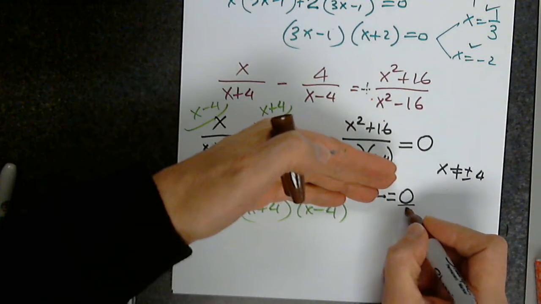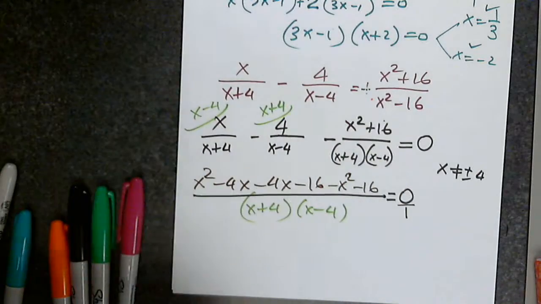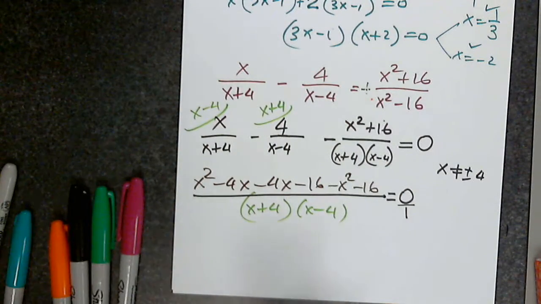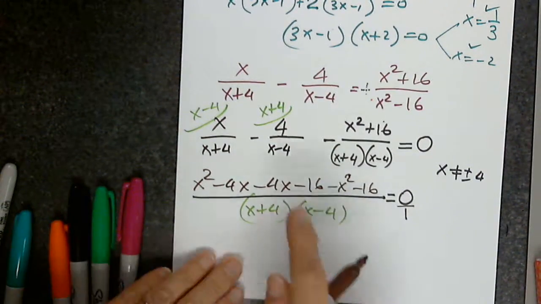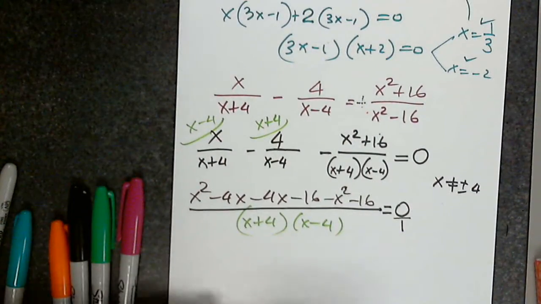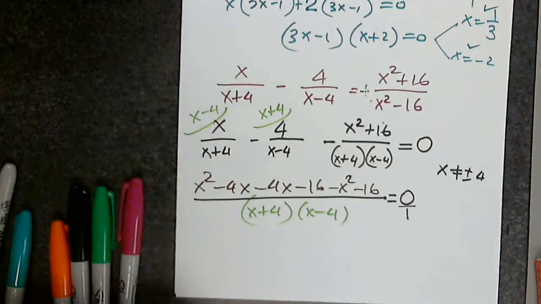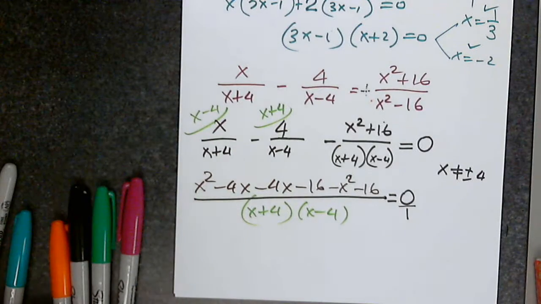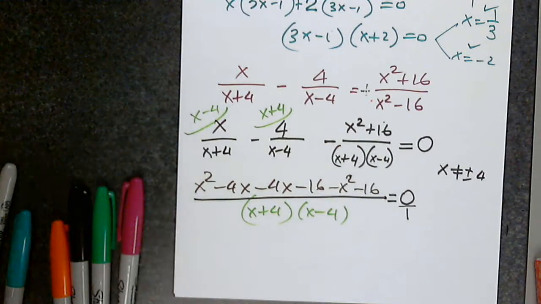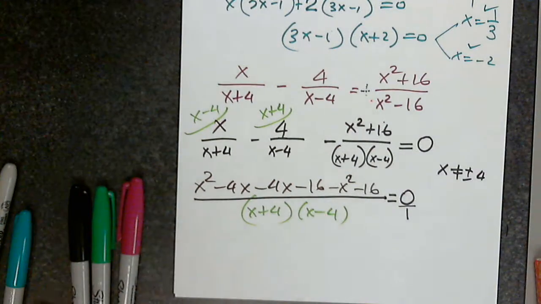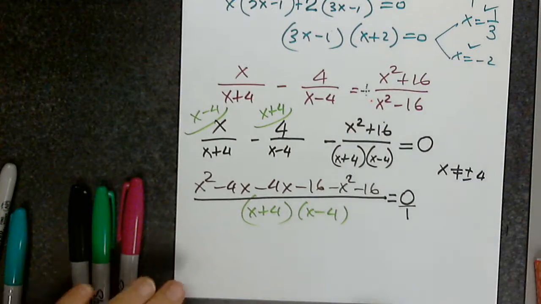Assuming that I put 0 over 1. Yes, 0 or 0 over 1 is the same. But what did we change this into? What is this? Yes. The proportion. That was my goal, to change this thing into a proportion so I can cross multiply. But of course I'm not there yet. So let's look at the top and combine like terms.